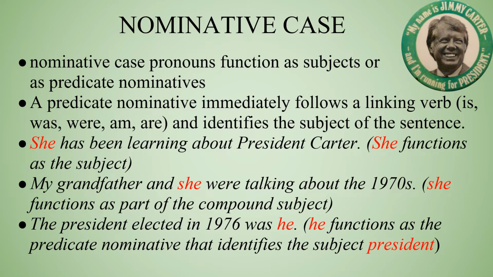In our third example, the president elected in 1976 was he. The nominative case pronoun he here functions as the predicate nominative of the sentence. It follows the linking verb was, and it identifies the subject of the sentence, president.